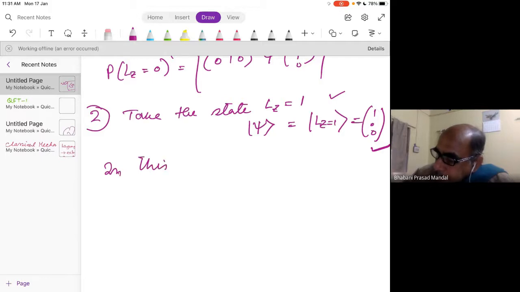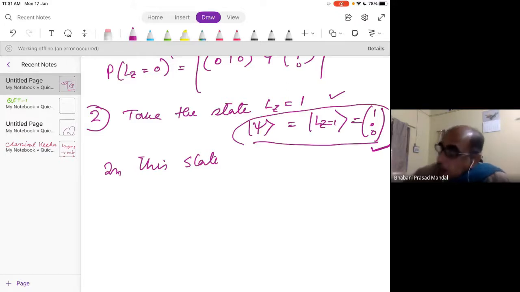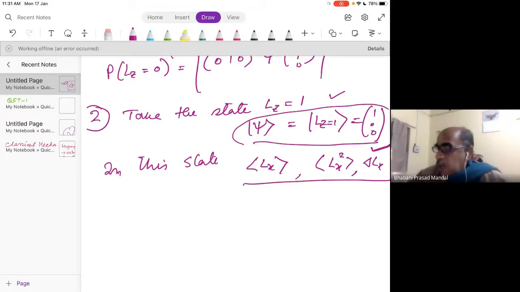In this state, find the expectation value of Lx, the expectation value of Lx square, and delta Lx. This is not stated explicitly, but you have to understand it. This kind of question you will get very frequently in many exams. Now, how will you do that? Anybody else?